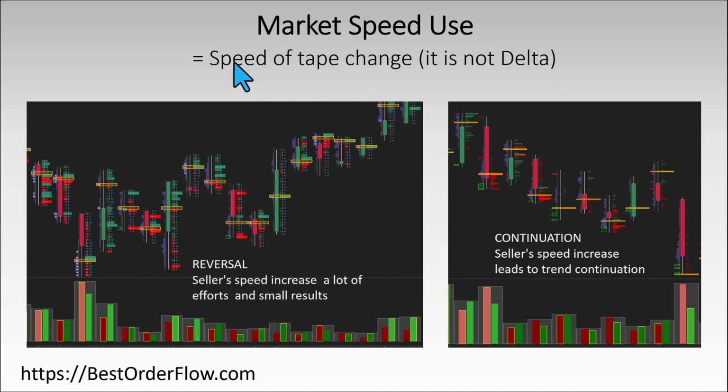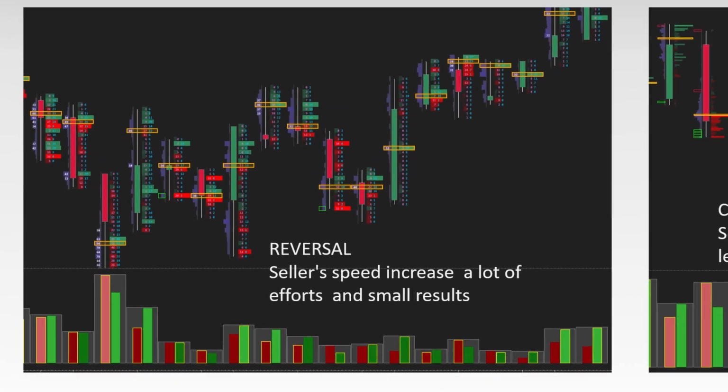Now, this is a speed of tape change. So this indicator demonstrates the speed of tape for buyers and for sellers, how fast sellers sell and how fast buyers buy. And it may become a signal for two different purposes, for reversal or continuation.